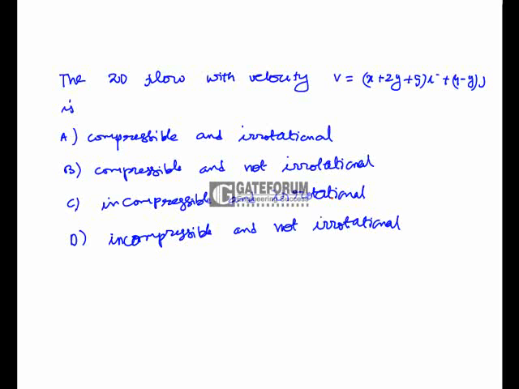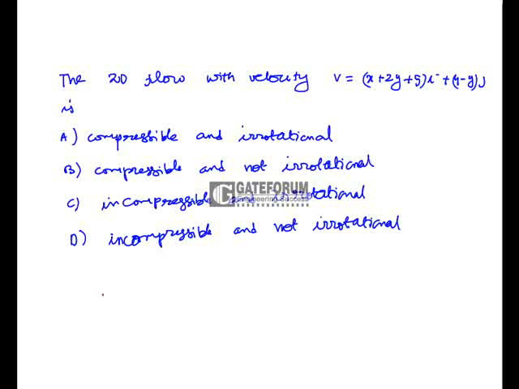The 2D flow with velocity v = (x + 2y + 5)i + (4 - y)j is: the options are compressible and irrotational, compressible and not irrotational, incompressible and irrotational, incompressible and not irrotational. So here, in the given flow, the given velocity of the flow is v = (x + 2y + 5)i + (4 - y)j.